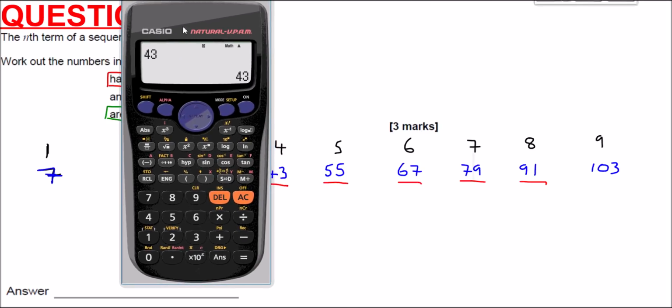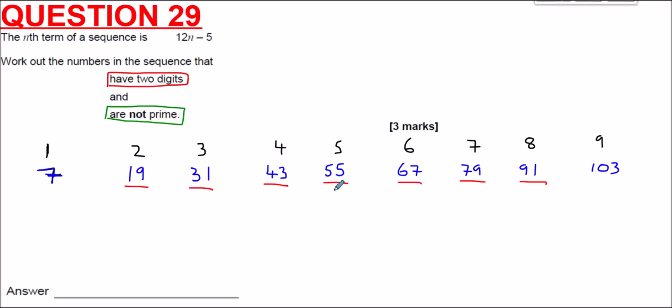You should know really that 55 isn't prime, but you need it to check. Press 55 and equals, shift fact, it changes. 55, for example, can be divided by 5 and 11, and so 55 isn't prime.